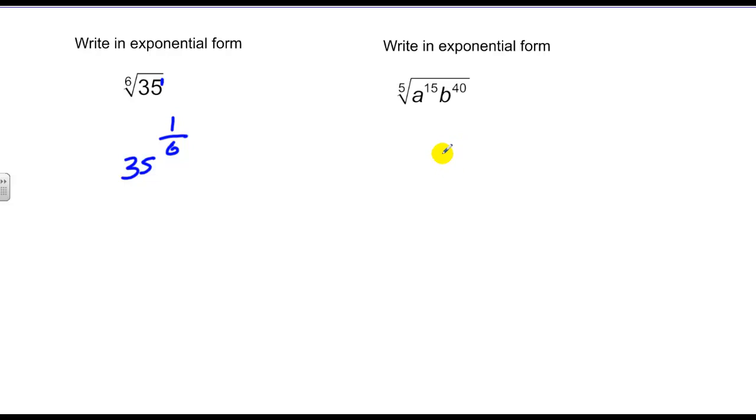Likewise, I look over at this next problem and I have A, and that has 15 to its power, and B has 40 to its power. But each of them are under the radical with an index of 5, and 5 becomes the denominator of my power because it's the index in both terms, since both terms have the fifth root as its index, and then I just reduce. So this is A to the third and B to the eighth.